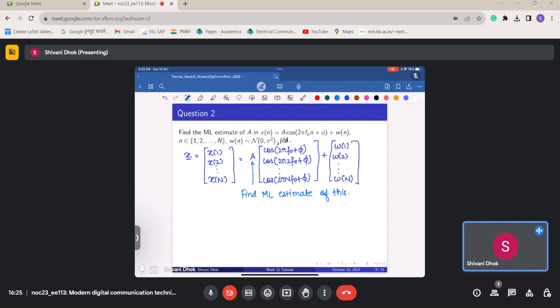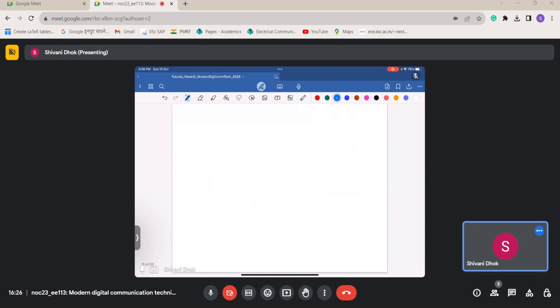Okay, so what does your ML estimate say? We need to find A hat, which is the argmax over A of f(x, A). So you need to first find this function f(x given A), or rather this is your likelihood function that we need to find.